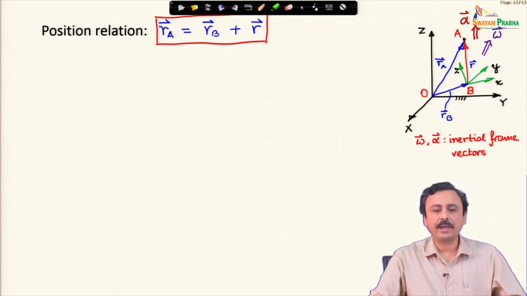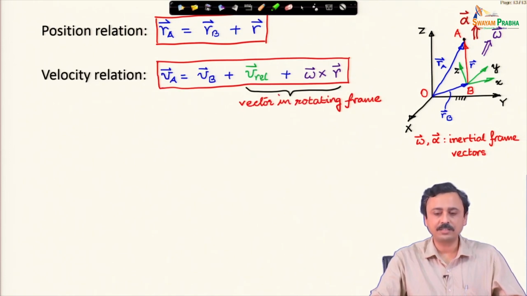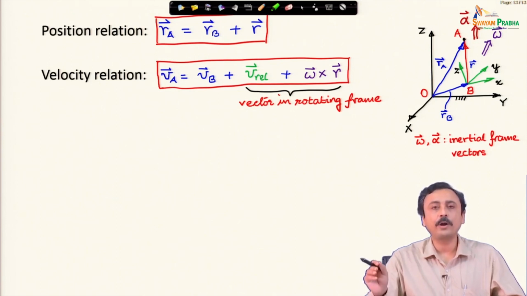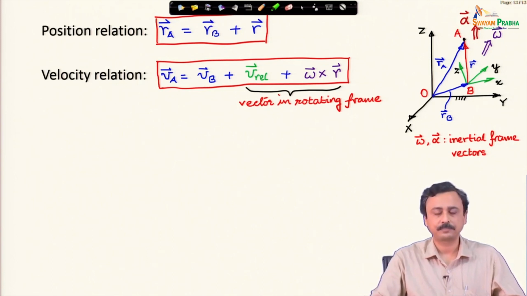Now, the position relation: the position vector of A, R A, is equal to the position vector of B, which is R B, plus that relative vector r. We had differentiated this and obtained the velocity of A in terms of the velocity of B and the relative velocity. Remember, relative velocity is the velocity seen by the observer B of the point A measured in his or her coordinate axis, and omega cross r is the frame derivative because of the rotation of the coordinate frame small xyz.